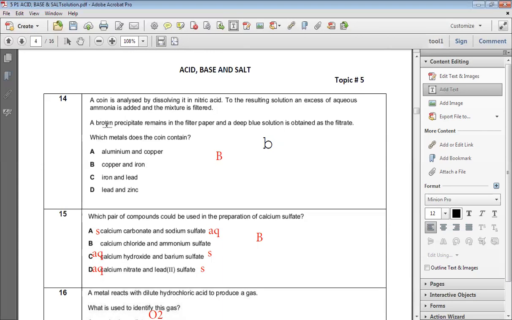Brown precipitate is for iron(III), while the blue solution is copper. Aluminium is colorless, copper is blue, iron is colored, but lead is white. Lead and zinc both are white. So this coin contains copper and iron. So question 14, option B is correct.